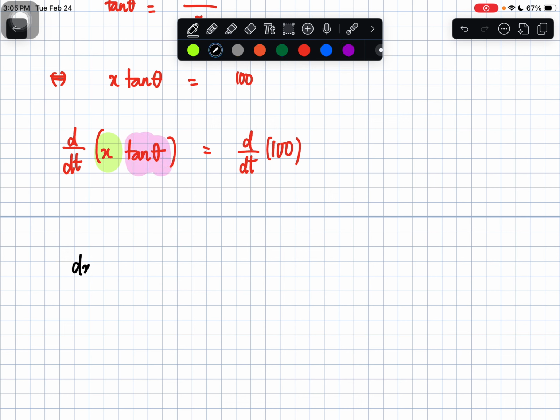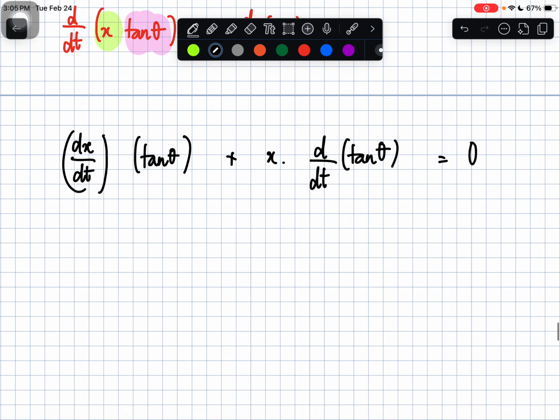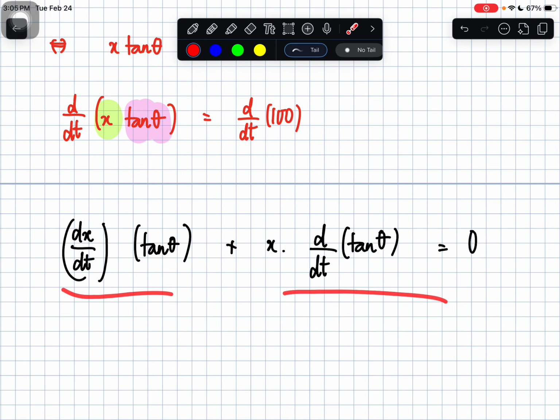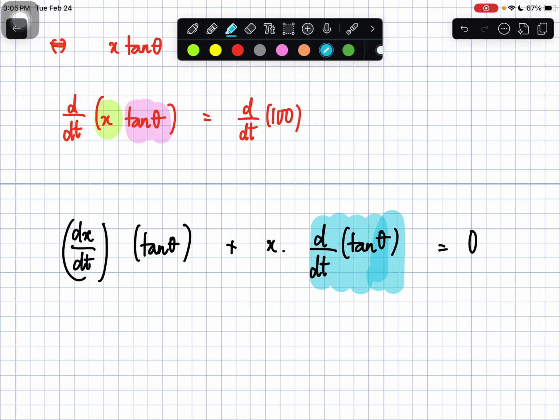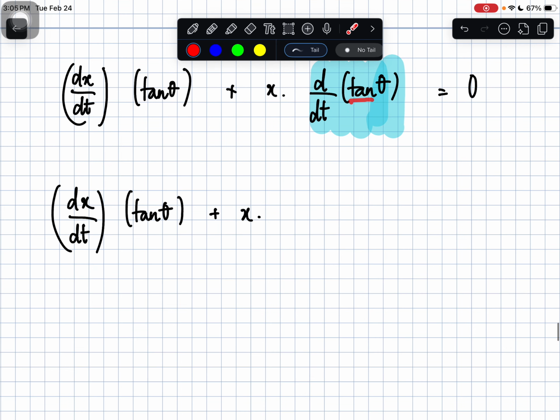dx over dt times tangent theta plus x times d over dt of tangent theta equals 0. So I use a product rule. Now I will use a chain rule for this one. dx over dt tangent theta plus x times the derivative of tangent theta.